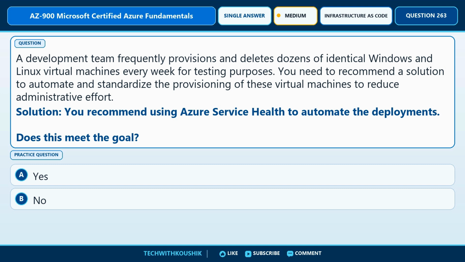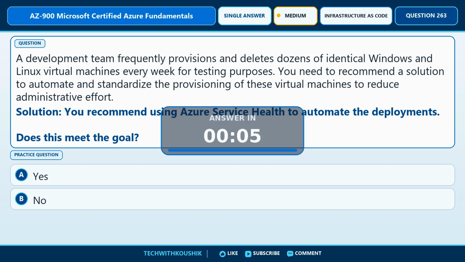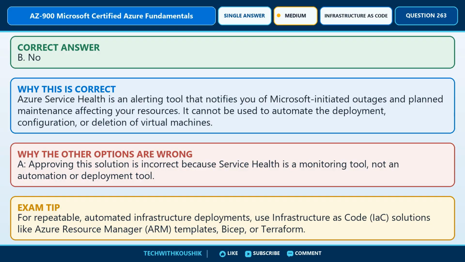Solution: you recommend using Azure Service Health to automate the deployments. Does this meet the goal? Now let's review the options. Option A is yes. Option B is no. The right response is option B, no.